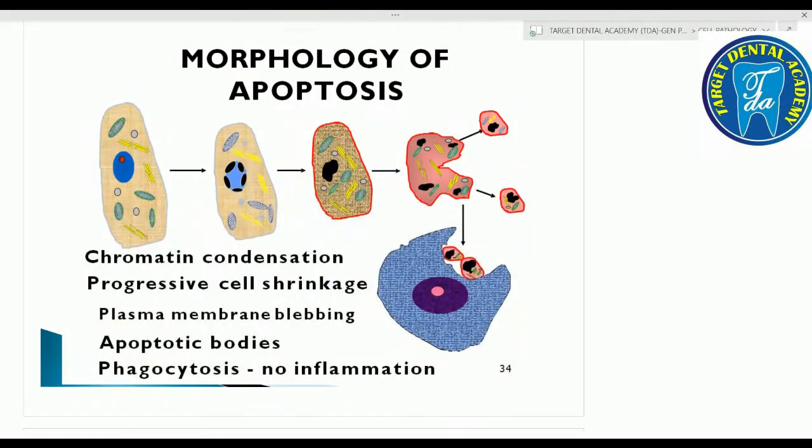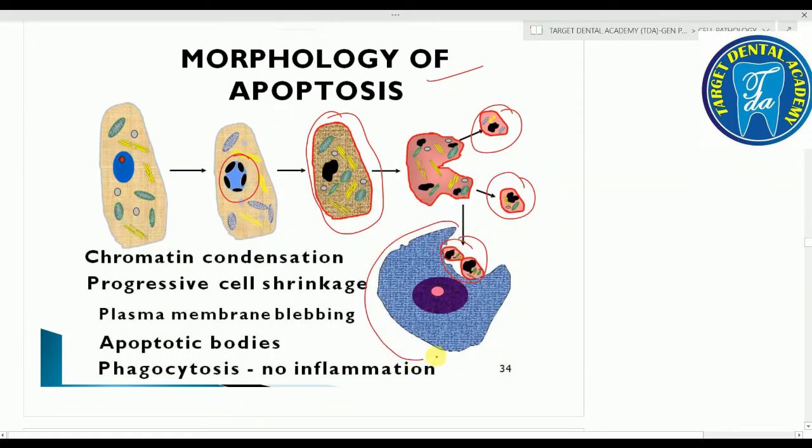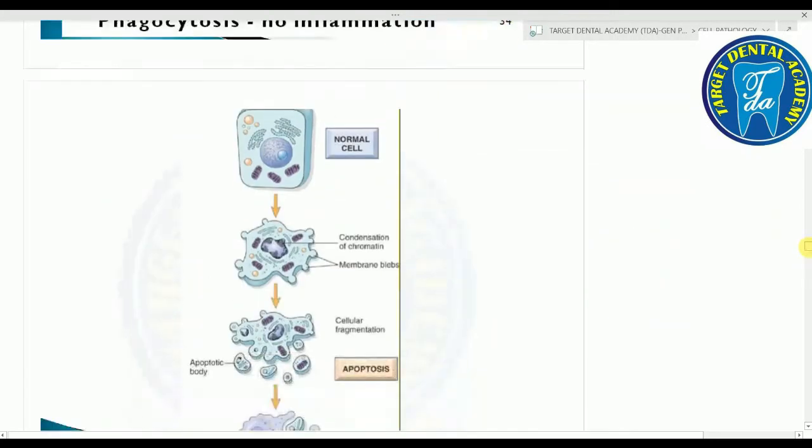Now coming on to the morphology of apoptosis. In this, there is chromatin condensation which leads to progressive cell shrinkage, and there is the formation of blebs from the plasma membrane, and these are the apoptotic bodies, and this is the process of phagocytosis if there is no inflammation. Fine. So this is the morphology of apoptosis.